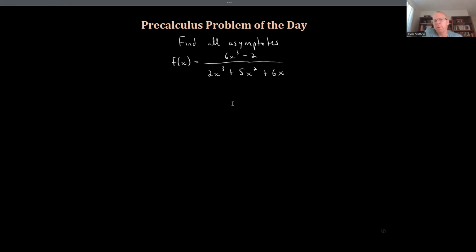Today's precalculus problem is finding all asymptotes of this function. This type of function, if you don't already know, is called a rational function. Whenever you see the word rational, we're usually talking about a fraction type of expression. A rational number is just an ordinary fraction, one half, two thirds, something like that. So a rational function is a function where you have, in this case, two polynomials written as a ratio. So a ratio of two polynomials.